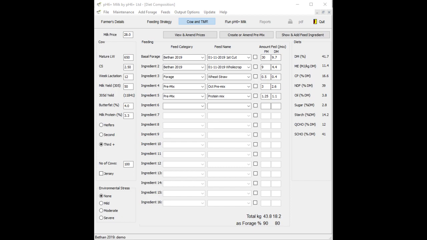The environmental stress, if set to none, indicates that there are sufficient feed troughs for all animals, that none of the cows are suffering from lameness, and that the cows don't have any heat stress. We will set it to none for this example, as that is the most common situation. Now that we've chosen the ingredients of our diet, reviewed its nutritional values, and selected the parameters relevant to our herd, we can now move on to the feeding strategy.